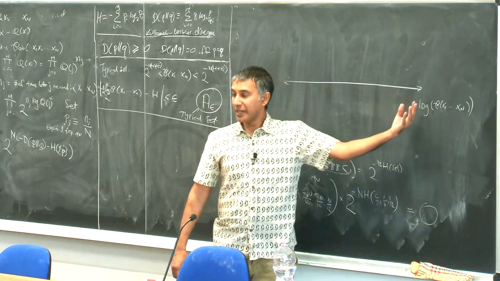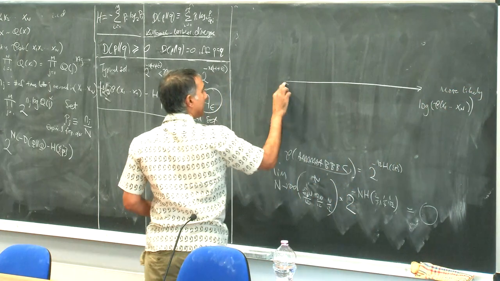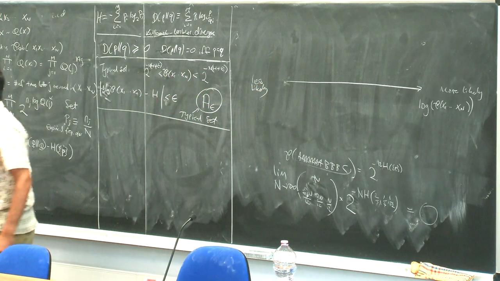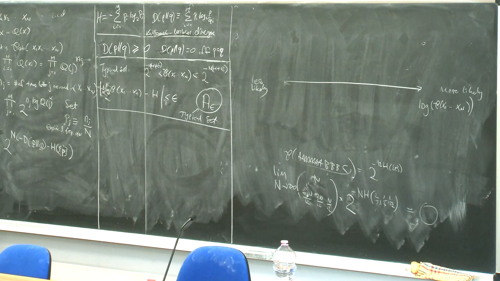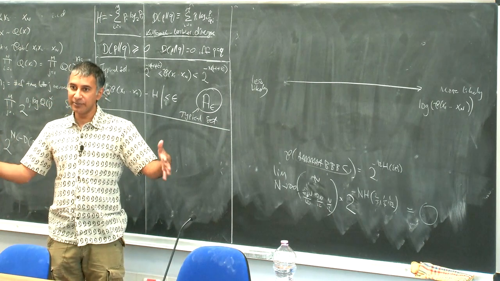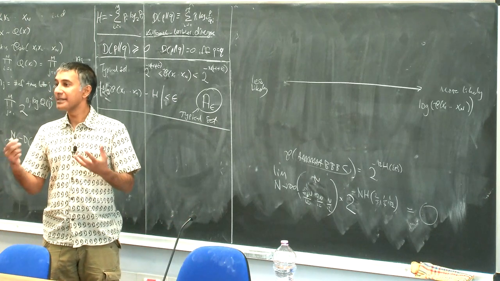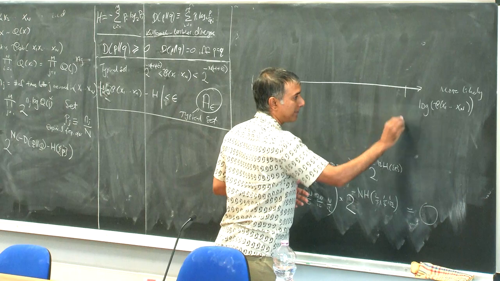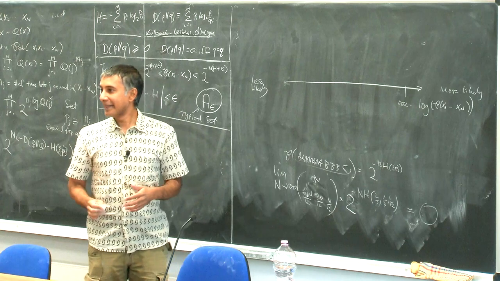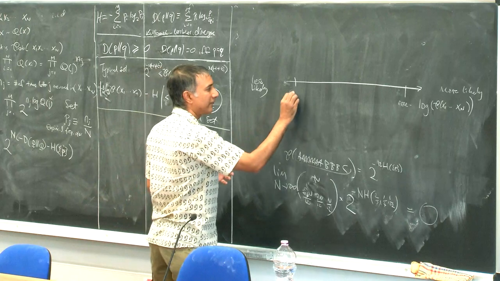However, more likely sequences are on this side, and less likely sequences are on this side. For example, in the English alphabet, assuming it's independent, identically distributed according to the known empirical distribution of letters, the single most likely sequence is what? It's this one. It's all E's. And the single least likely sequence is this one. It's all Q's.